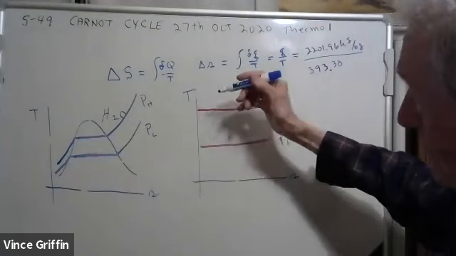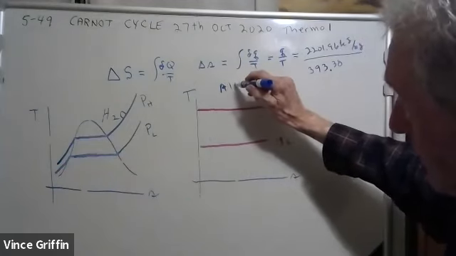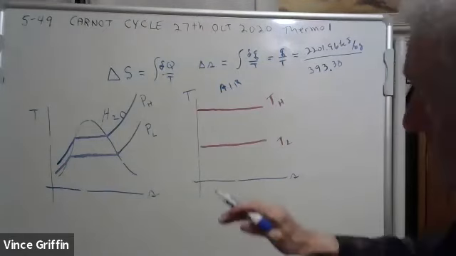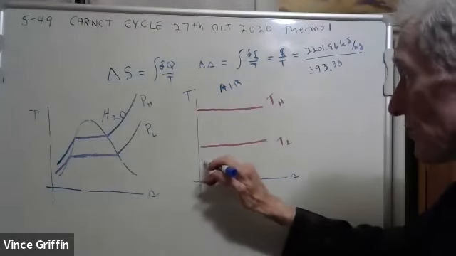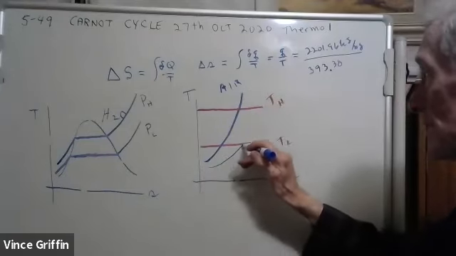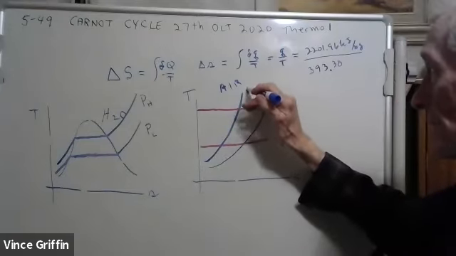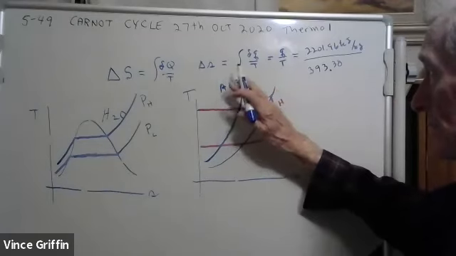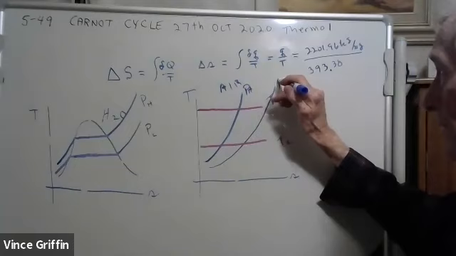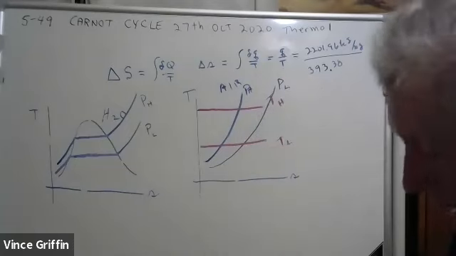But now, if you did something like air or helium or some other gas that behaves like an ideal gas, here's how your isobars go. They go like this. Here would be the high pressure. And here would be the low pressure isobars.